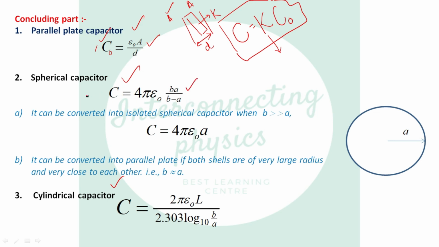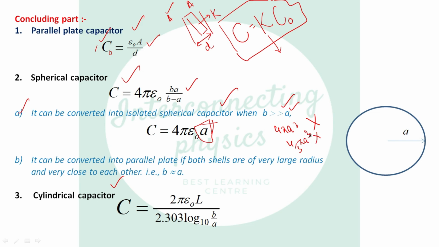And here there were two special cases. Number one, it can be converted into an isolated spherical capacitor when the outer shell is very far away from the inner shell, that is B is very much greater than A, then it will behave as an isolated spherical capacitor. And in case of an isolated spherical capacitor, we see the capacitance only depends upon the size, that is the radius. It does not depend upon the area. It does not depend upon the volume of the sphere.